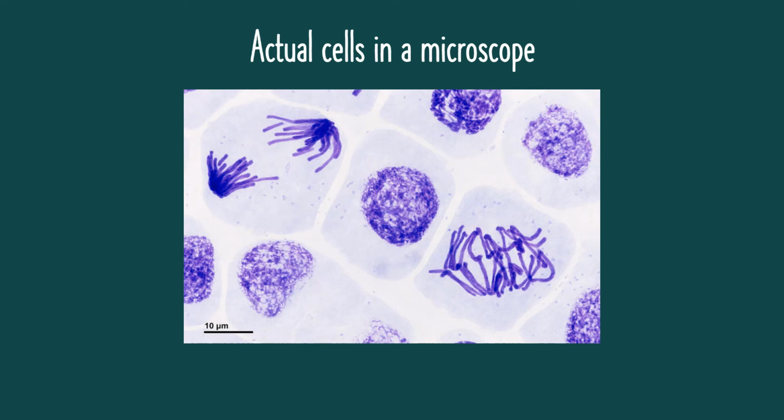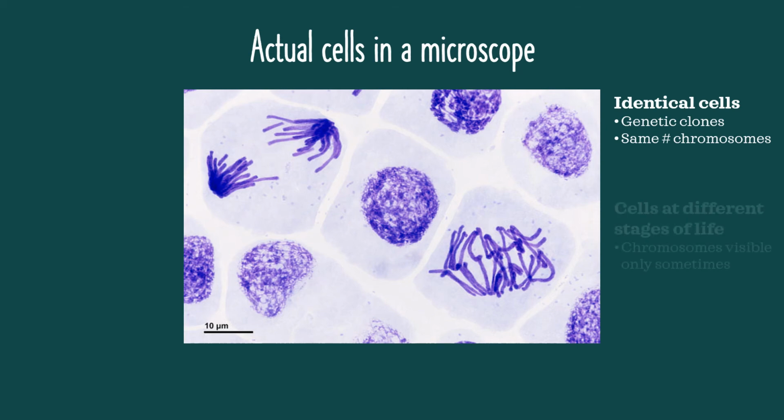Here is a photograph of real cells taken through a microscope. Each light purple bubble is a cell, and the dark purple areas are chromosomes. Notably, all of these cells are genetically identical to each other. They are clones. This means they have the same number of chromosomes. But you can see that each cell looks a little different. This is because each cell is at a different stage of life.